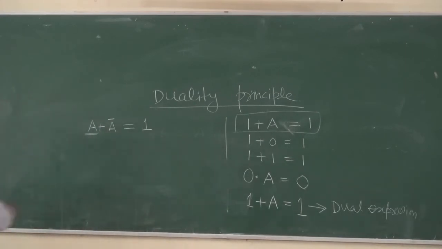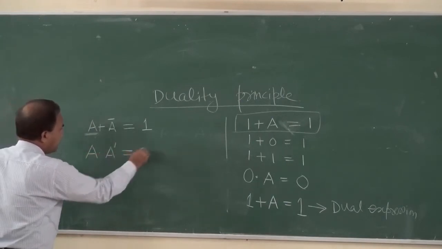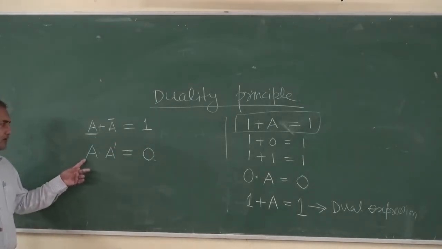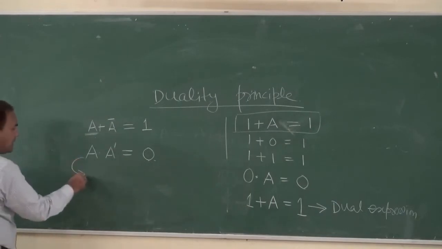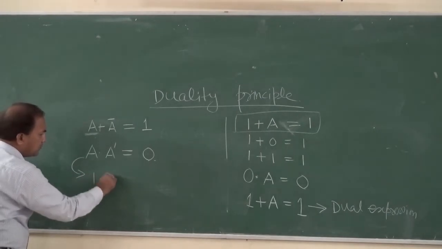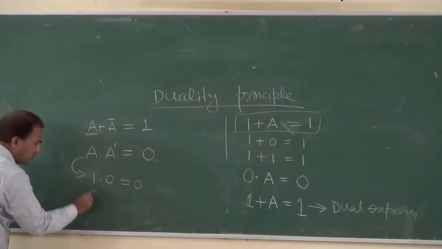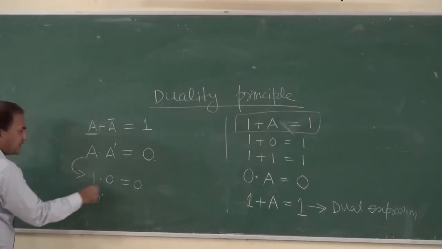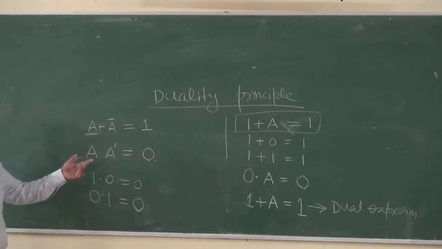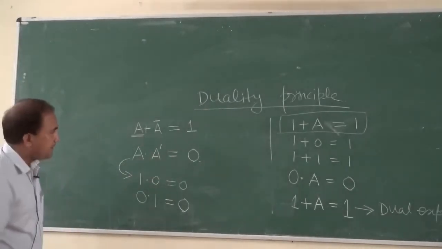Then A dot A complement, what may it be? It is equal to 0. You can prove it. A may be 1 or A may be 0. If it is 1, it is 1 dot 0, which is equal to 0. Similarly, if A is 0, the complement of 0 is 1, so it is again equal to 0. In this way you can prove A dot A complement is equal to 0.